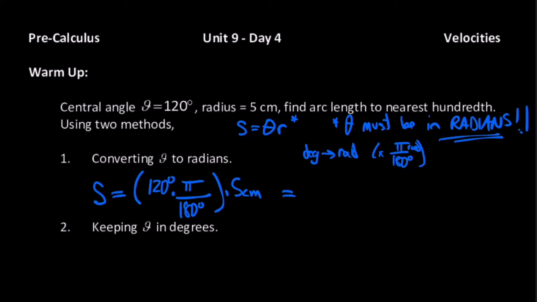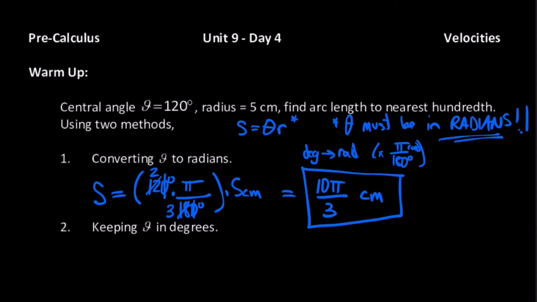Let's say this is calculator inactive. It's pretty easy to simplify this fraction. Cancel your zeros. 12 over 18, divide each one of those by 6. That gives me a 2 and a 3. So now I take 2 times pi times 5. That goes in the numerator. So that gives me 10 pi. 3 is in the denominator. My units, centimeters. 10 pi over 3 centimeters.